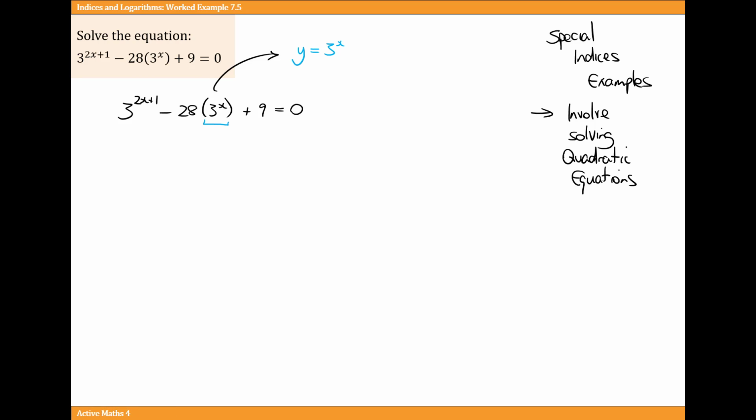We know that if we have a base number to a power, let's pick 7, multiplied by the same base number to a different power, let's say 2, we can add those together and say 7 plus 2, which is 9.